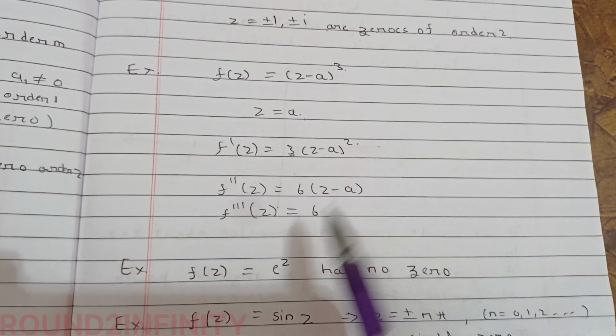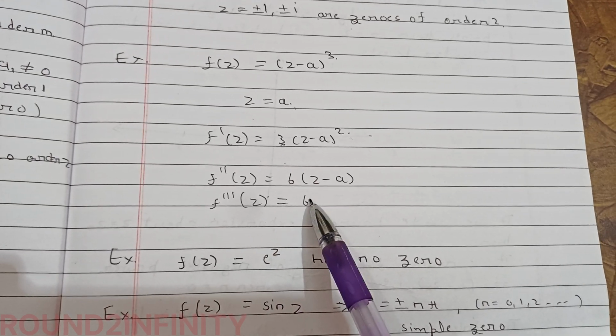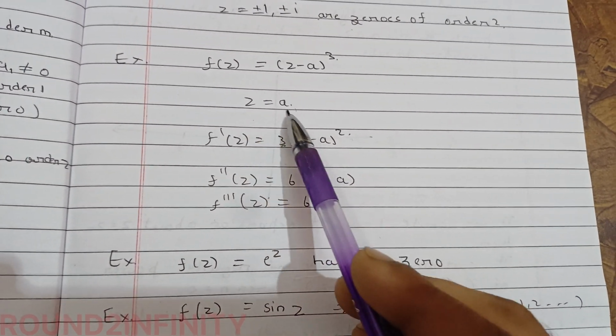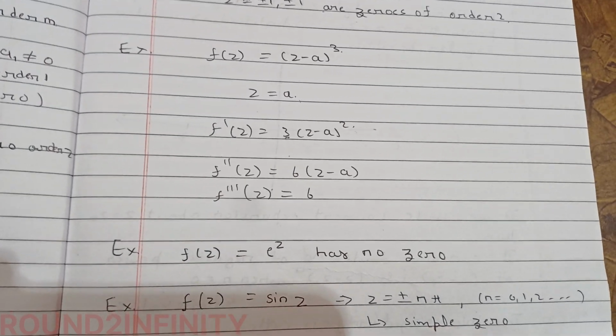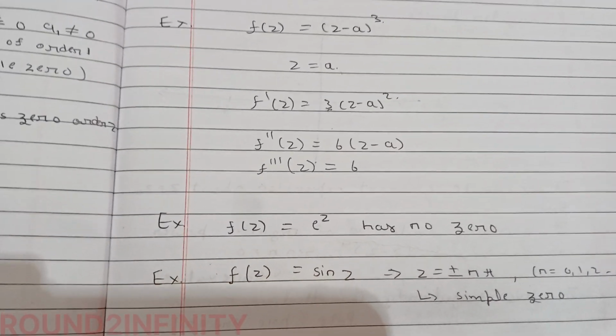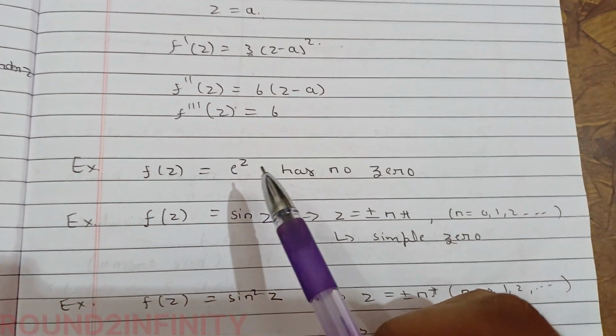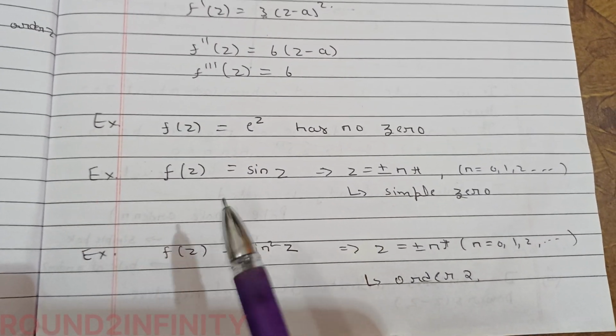So let's find next one. f'''(z) will be 6. Now this is not 0 at z = a. So this is your zero of order 3. So that's how you can find. And these zeros are only for the analytic functions, remember that.